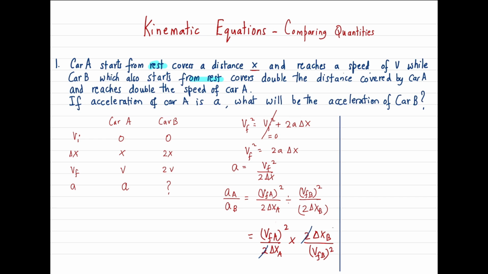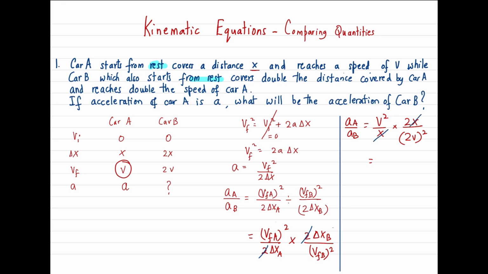We'll write AA over AB is equal to Vfa. Vfa is v, so we'll write that v over v square, because there's a square. Delta xa is x, so we'll replace that by x. Then multiply. Delta xb is 2x, so we can write that as 2x over Vfb, and Vfb is 2v, so we'll write that as 2v and then whole square. So we can again cancel out what's common. We can see x is common.